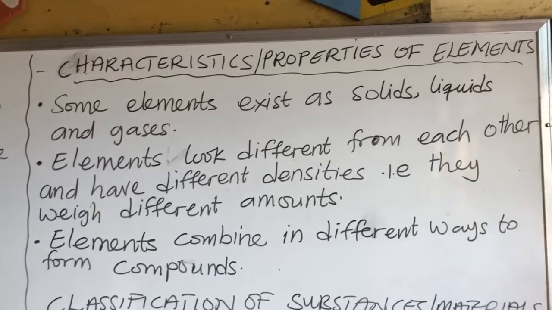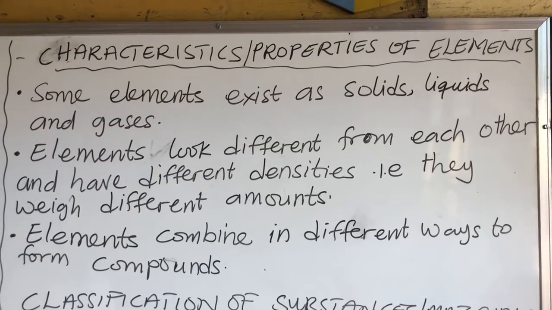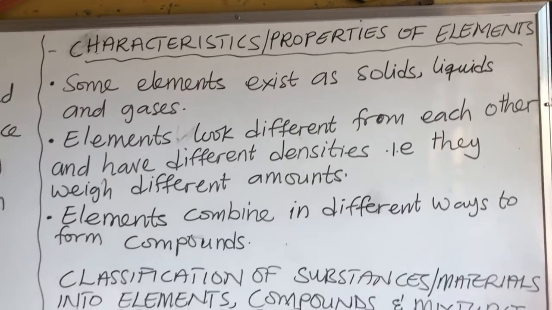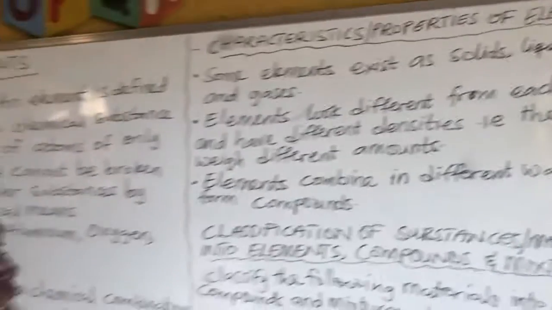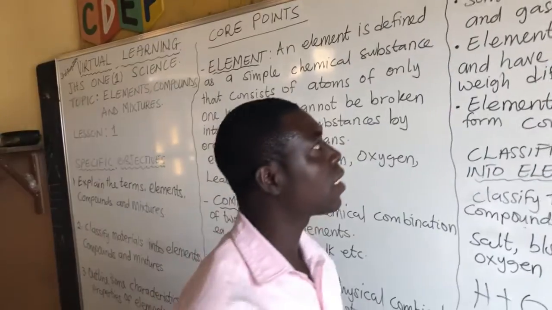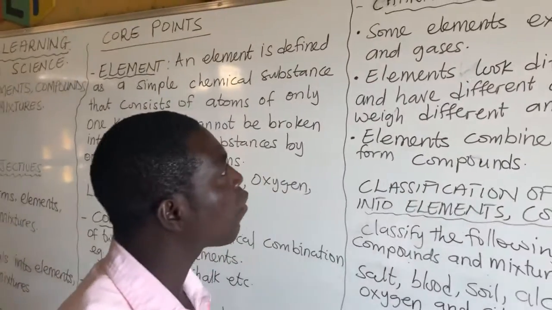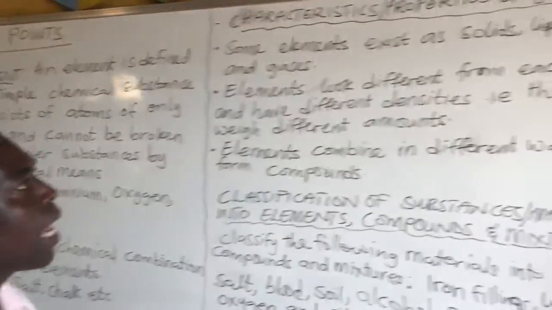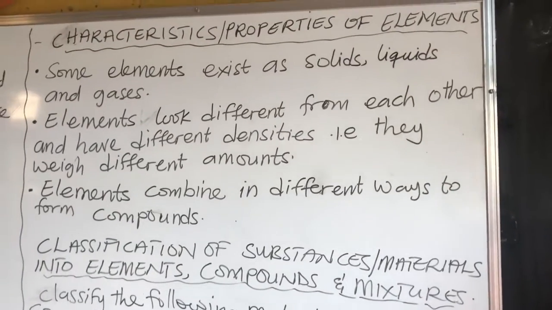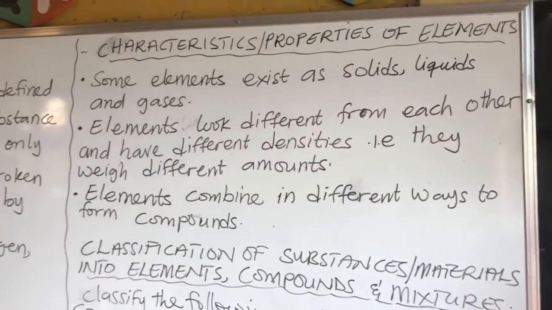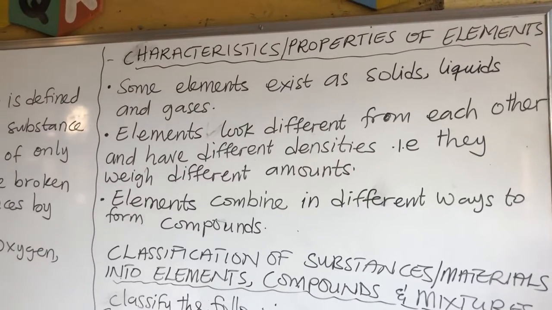Now these natural elements, some exist as solids. It means that they are in a solid form, like when you take the metal, it is solid. Some also exist in liquid form. We have the one in a liquid form. Example, mercury, which is not mentioned here. Mercury can exist in liquid form and at the same time a solid form.